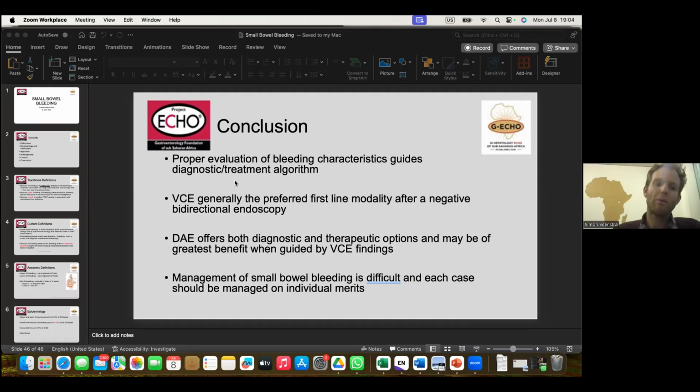But what is the design? How long, how much do you give? I don't know, it will probably be a bit of trial and error. You want to give something to cause some bleeding, so you see overt bleeding, and then do the capsule, to try to optimize your yield.